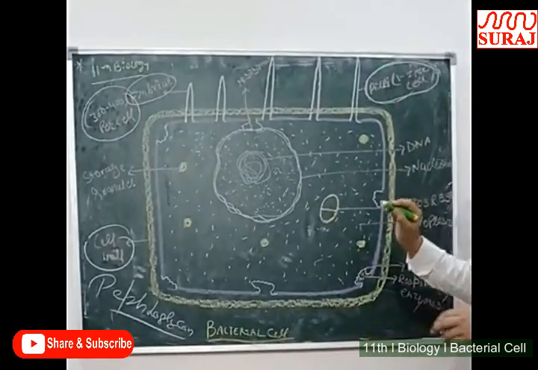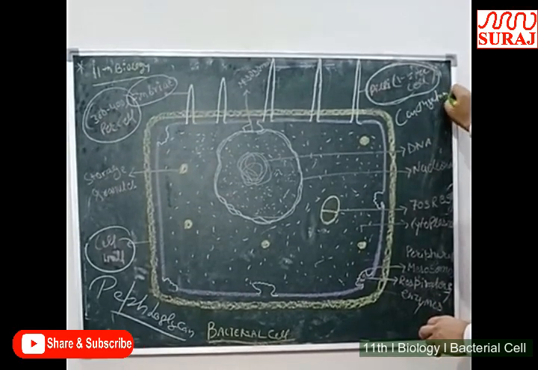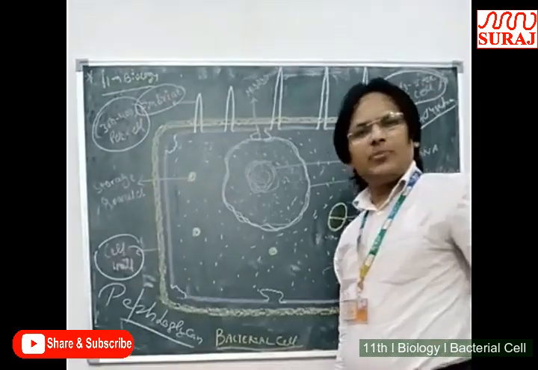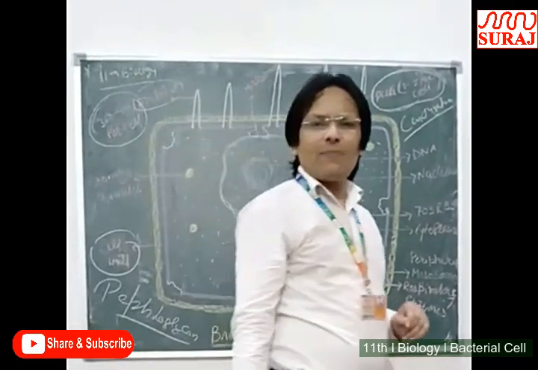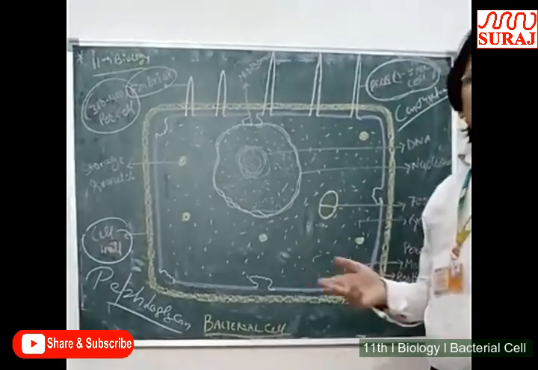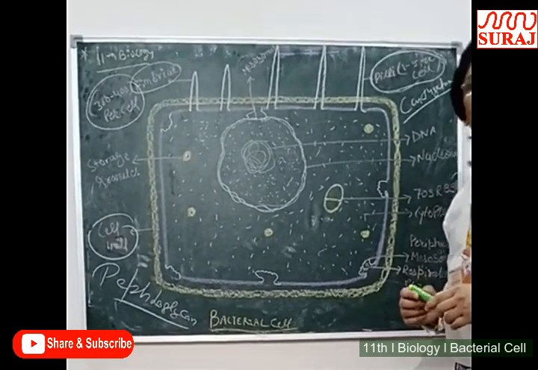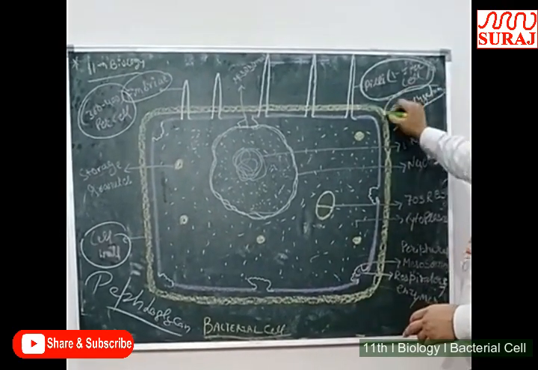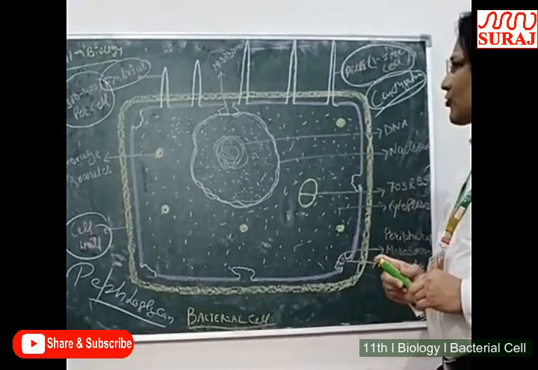Okay, and pili help in the process of conjugation. Pili help in the process of conjugation, because we know very well that true sexual reproduction is basically absent in bacteria. Basically a sex-duction type is present, not a true type of sexual reproduction. So that is conjugation. Pili help in the process of conjugation.